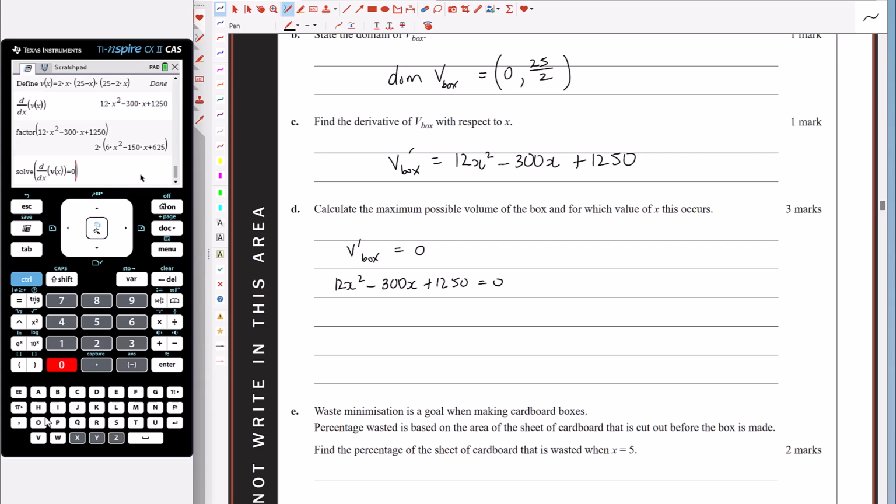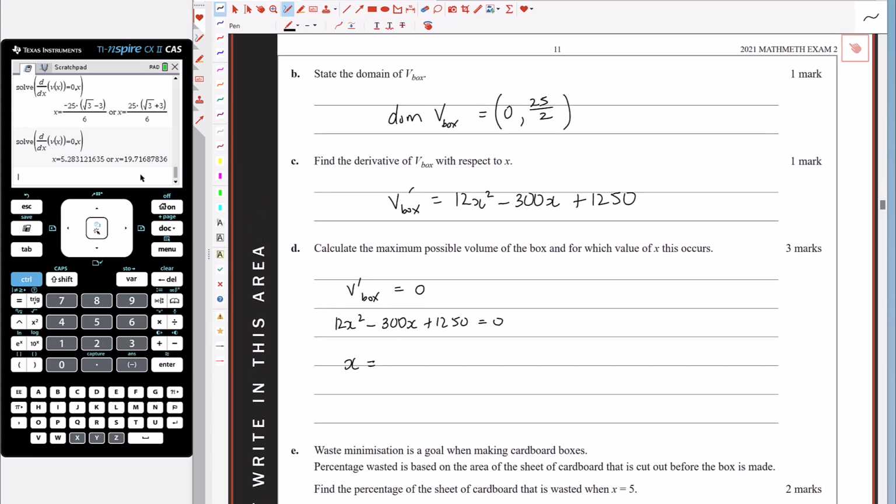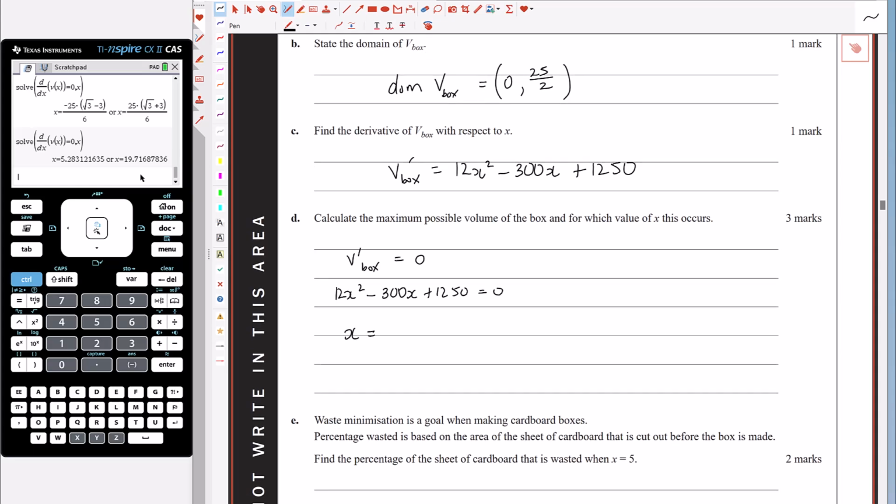Solving that equal to 0 for x. Okay, and we're not given any rounding instructions, so we're going to give exact values. I'm just going to get them as a decimal so I can see how big they are. So obviously my domain is 0 to 12.5, so the 19.7 solution is out of the domain, so I'm just going to give the first one.